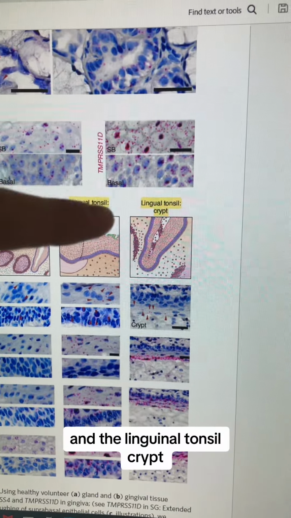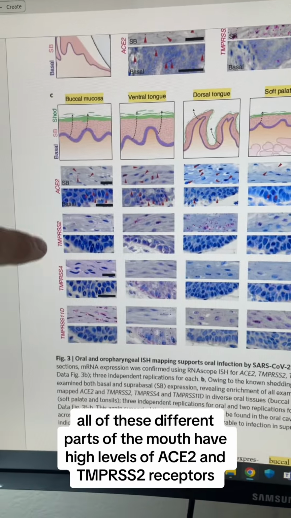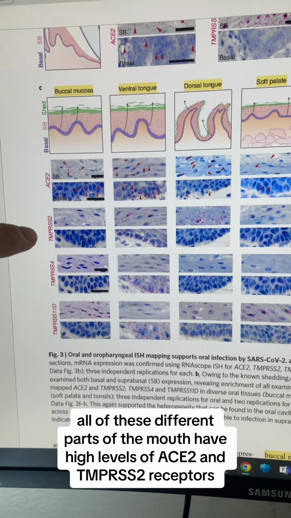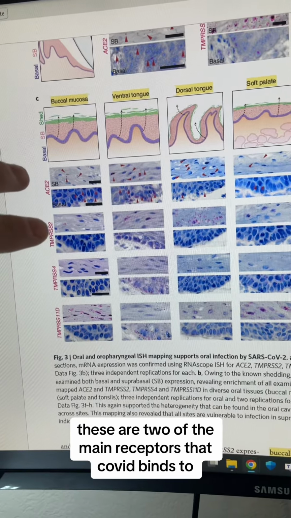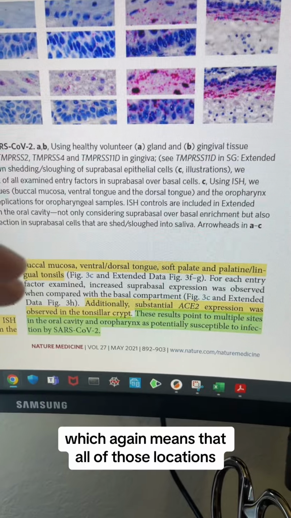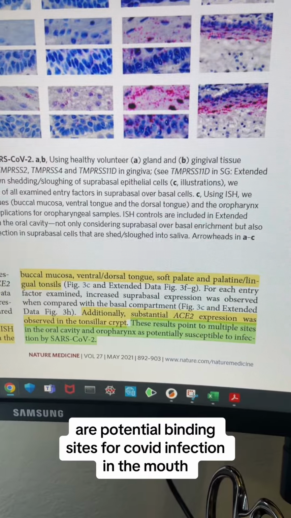the lingual tonsil crypt. Now, interestingly, all of these different parts of the mouth have high levels of ACE2 and TMPRSS2 receptors. These are two of the main receptors that COVID binds to, which again means that all of those locations are potential binding sites for COVID infection in the mouth.